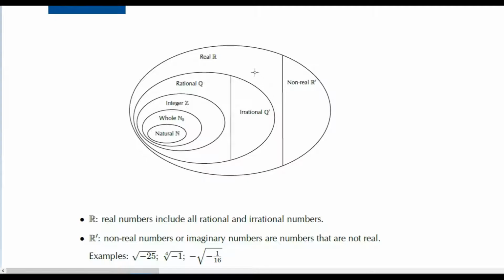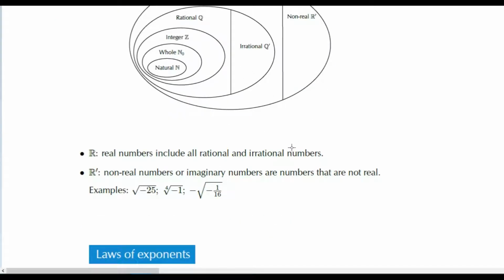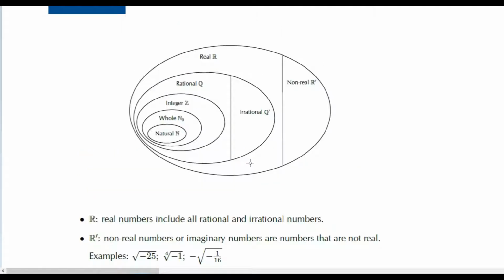This is our real numbers and our non-real numbers. So from our definition, we see here that real numbers include all rational and irrational numbers. So we're just compiling these basically, and so everything here are real numbers.